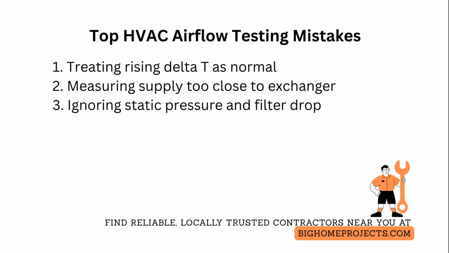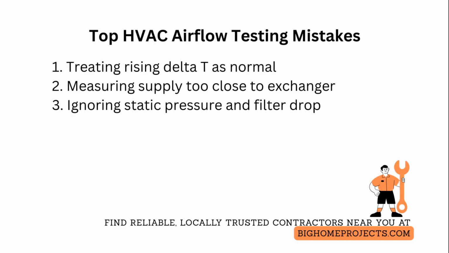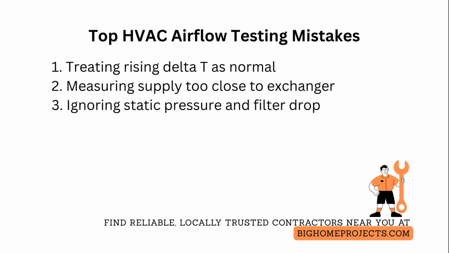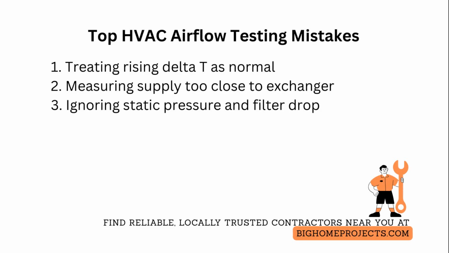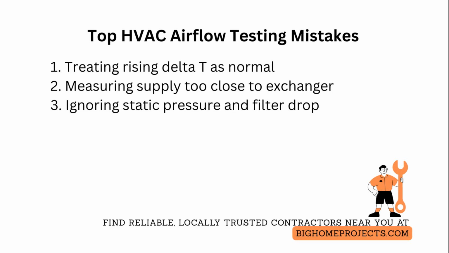Another common heating, ventilation, and air conditioning problem is measuring supply temperature too close to the heat exchanger, which inflates the temperature differential and collapses calculated cubic feet per minute. Relocate the probe, average multiple points, and shield from radiant heat to stabilize the reading.